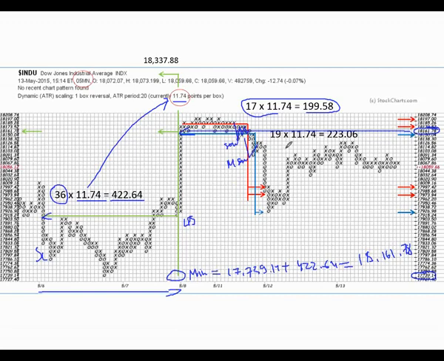That gives us 19 boxes, gives us a count of 223 points, and that actually took us to the low of 17,915. So, or maybe that's 17,926. So you can see here that this is a pretty darn good set of tools, and this average true range, which I've used hundreds and hundreds of times, is a good scaling method for counting.